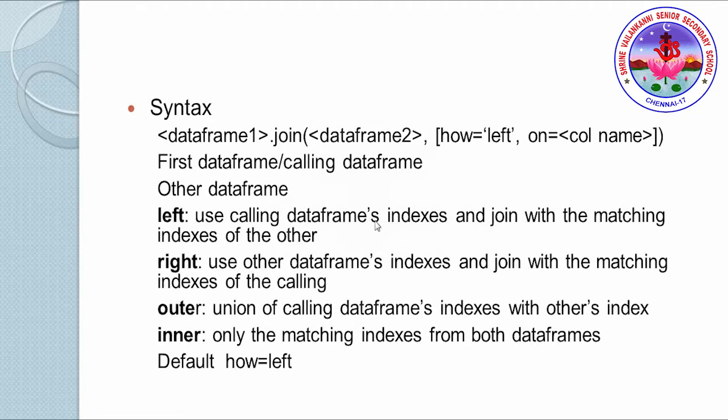Right uses the other data frame's indexes. What is the other data frame? The second data frame is the other data frame. Its indexes are joined with the matching indexes of the calling data frame. Next, outer is the union of the calling data frame's indexes with the other's indexes, a combination of both. Next we have inner, only the matching indexes from both data frames. The default value of how is left.